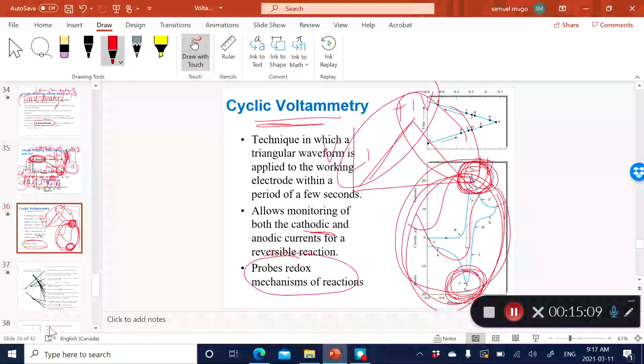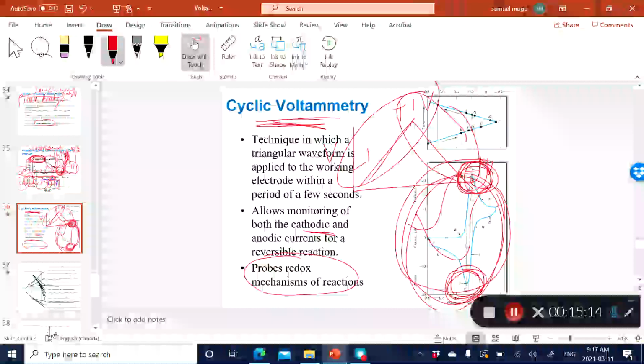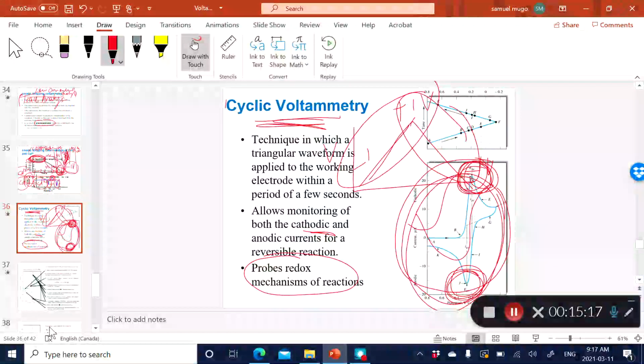So it's actually a great technique for analysis of nanomaterials, characterization of nanomaterials out there that are used especially for making energy devices. So it's a very important technique for characterization of nanomaterials for energy devices, because you're probing both the redox mechanisms that are taking place, the oxidation as well as the reduction. Again, the reduction here is what you refer to as the anodic peak, and this is what you refer to as the cathodic peak.